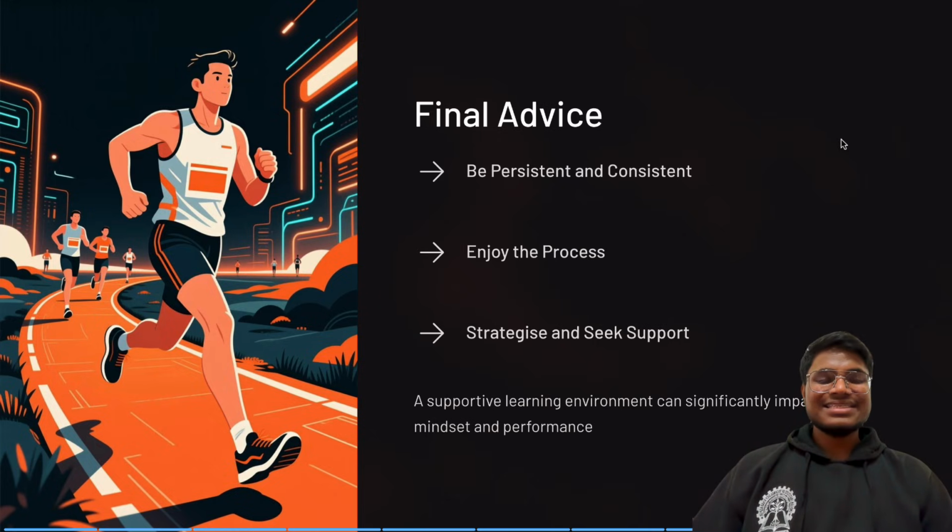So the third point is strategize and seek support. I would say if you are a junior, just seek support from your seniors. They will guide you and show you the path, how to get an intern, how to prepare for the placement, how to prepare your CV. For intern or placement, just talk to your seniors and show them your CV, at least for the initial screening. They will point out a lot of issues in your CV that will be very helpful to you in the long run. A supportive learning environment can significantly improve your mindset and performance.